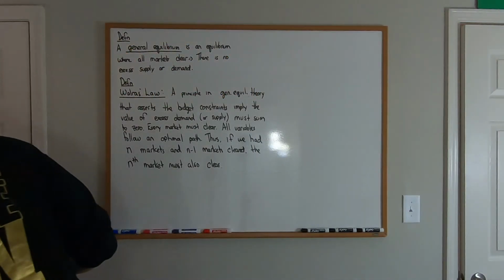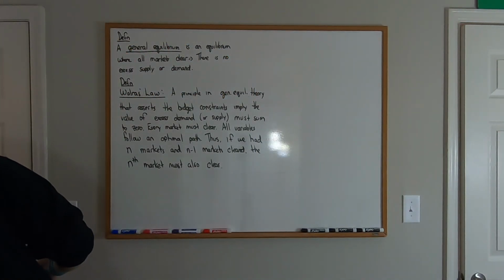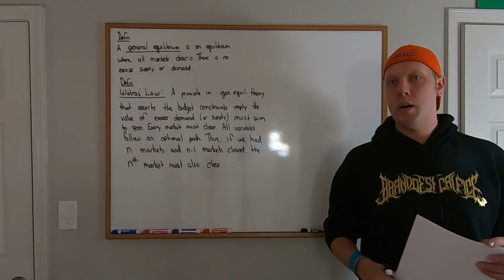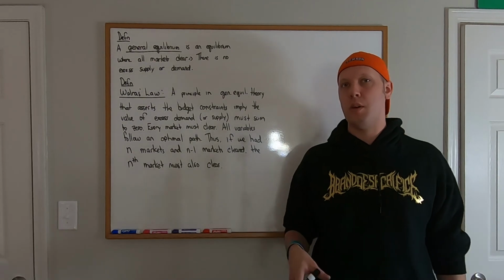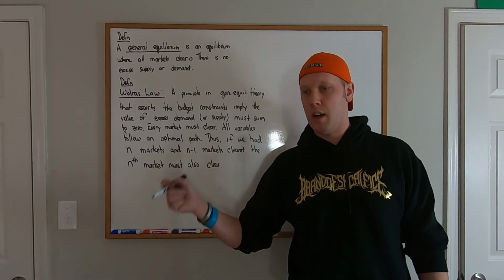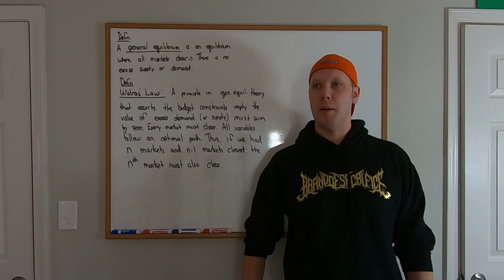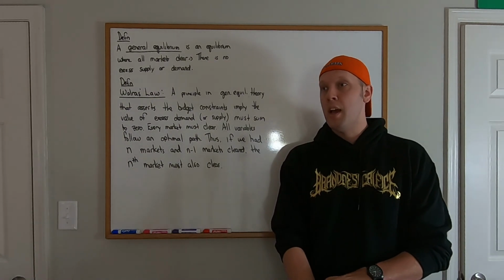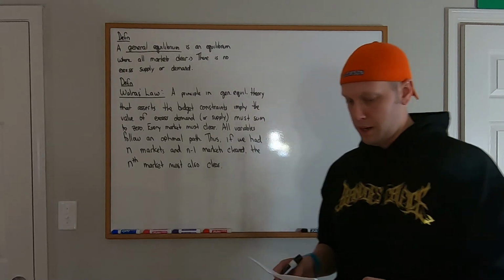So let's say we have 2 markets. If we can solve for one of those 2 markets and force that into equilibrium, then the second market also has to be in equilibrium. If we've got 3 markets, we can solve for equilibrium in 2 of the 3. The third one is implied to be in equilibrium.